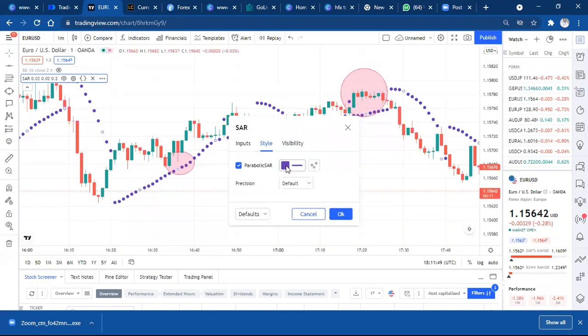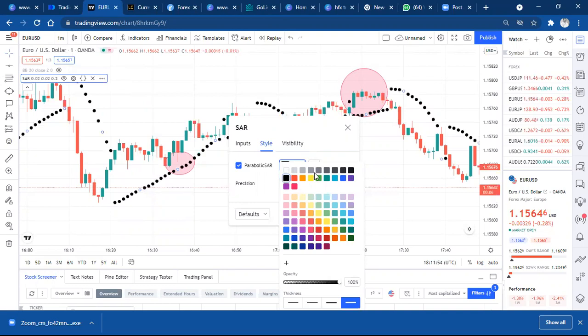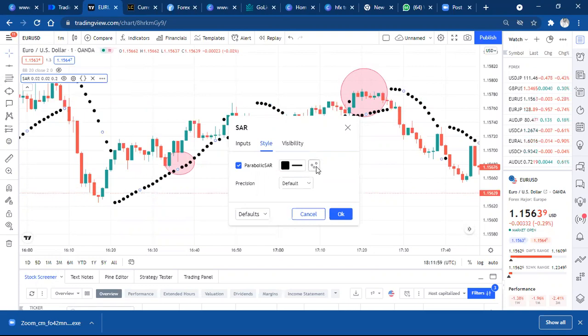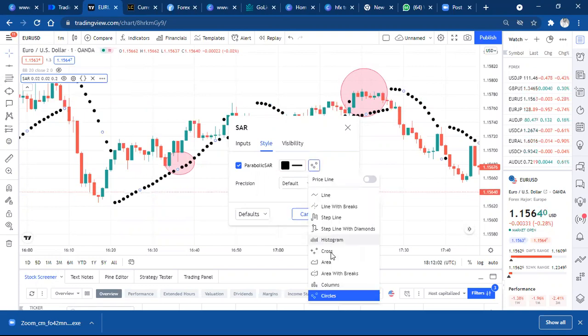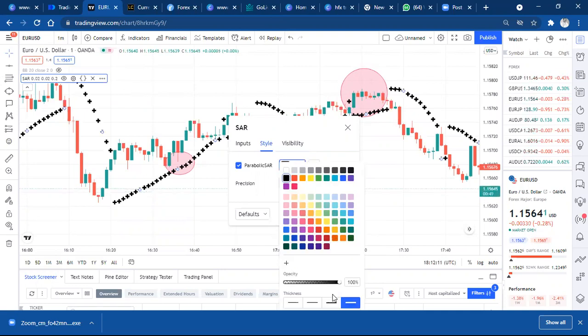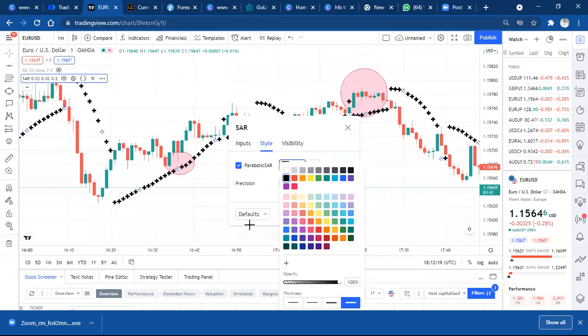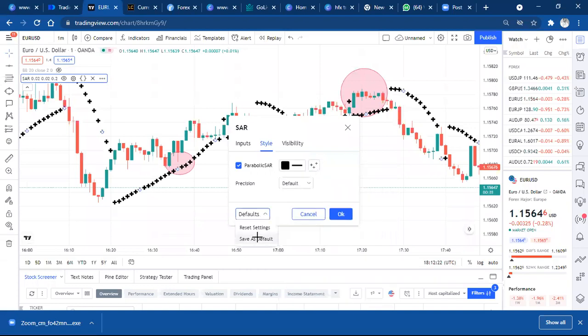Usually the color might be different. You change it to the color that you prefer. If it's white, you can change it to black. Yeah, you can change it to basically any color. I think I like it black like this. You can change the shape to crosses. All right. And basically you can change the thickness right here. You can make it thinner. But I like my parabolic SARs thick. And then you save as default so that you don't have to do the same thing again. And there you go.